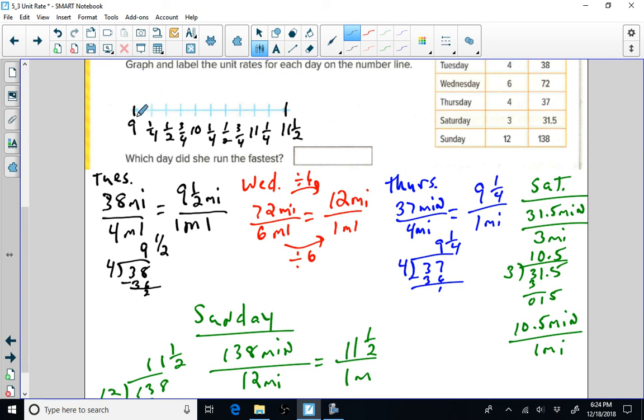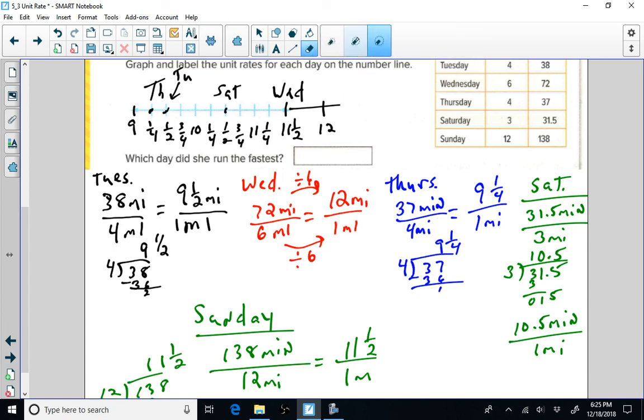The lowest would be 9 1/4, and this would be Thursday. Then we have 9 1/2, which is Tuesday. Then we have Saturday, 10.5, so 10.5 would be here. Then we have 11 and a half, and actually we have 12. So 12 would be all the way over here. Oops, let's fix that. 11 and a half was Sunday, and then the 12 is Wednesday.